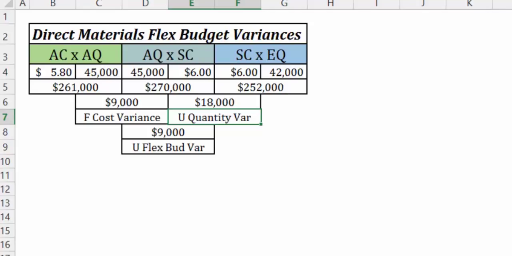Now what this tells us is we saved a bunch of money. We saved $9,000 by getting a lower cost per yard on the fabric, but we used up way too many yards.